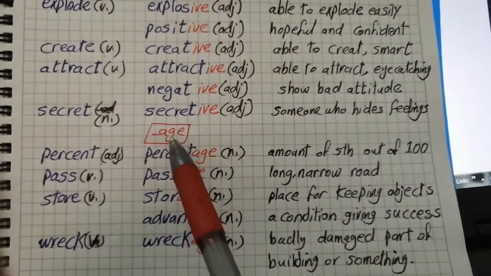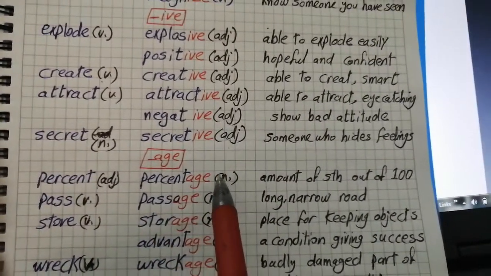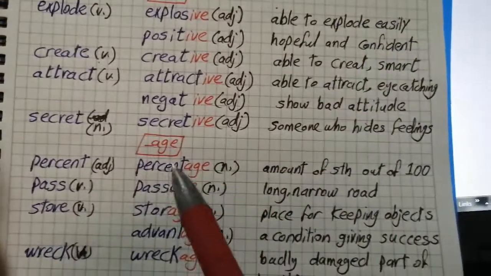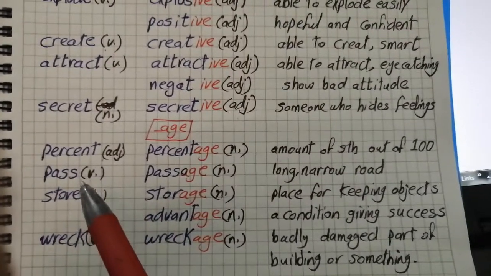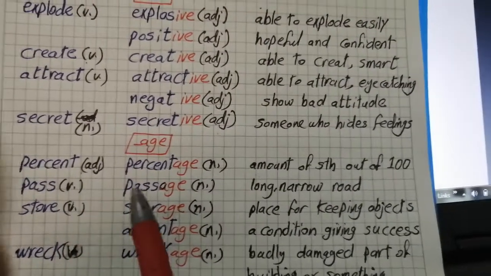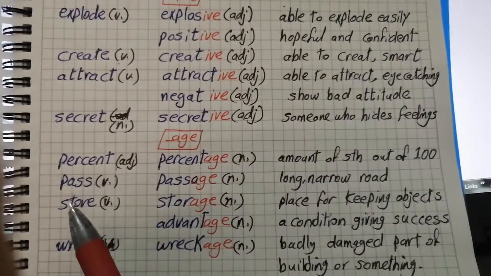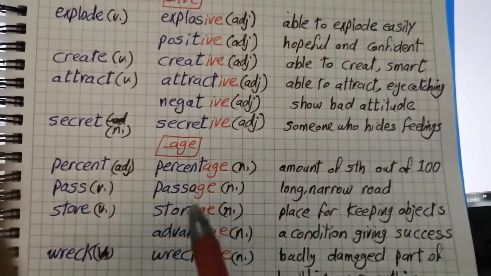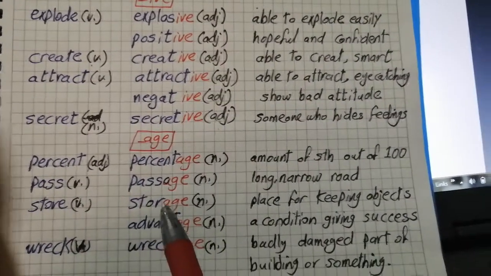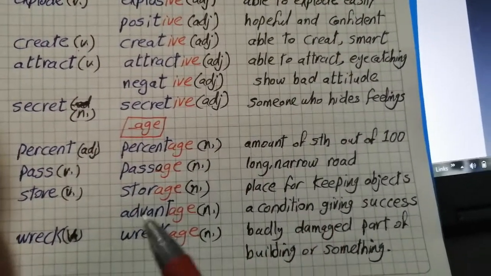The last suffix age. Percent here changes into a noun, percentage, from an adjective into a noun, and percentage, amount of something out of 100. Pass into passage. Pass is a verb, to pass or to go through, but passage is a long, narrow road. Store, to keep in a place or to keep in a safe place. So when I add age, it changed into a new part of speech, noun, from a verb into a noun, storage. And storage is a place for keeping extra objects or surplus.